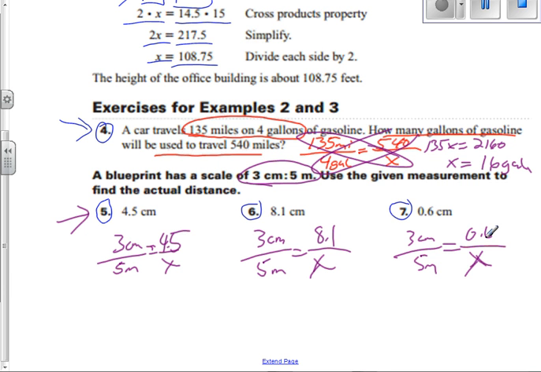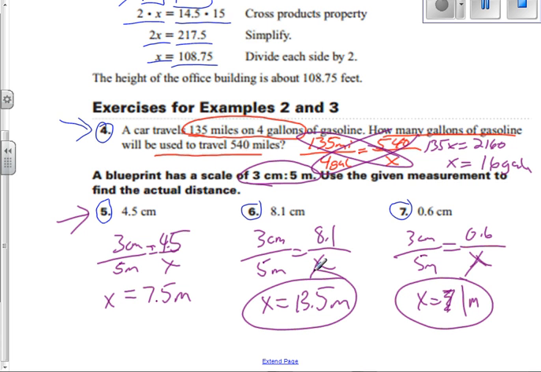So in number 5, after you do the cross product, you would find out that x is equal to 7.5 meters. And then in number 6, you would find out that x is equal to 13.5 meters. And then in number 7, you would find out that x is equal to 1 meter. Okay, so there's your answers for those 3.